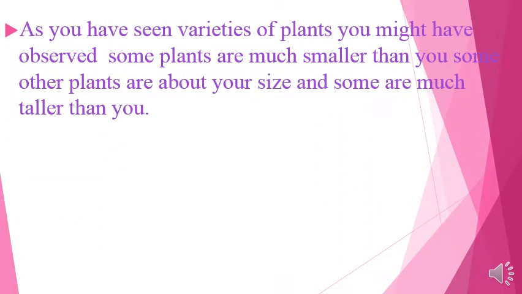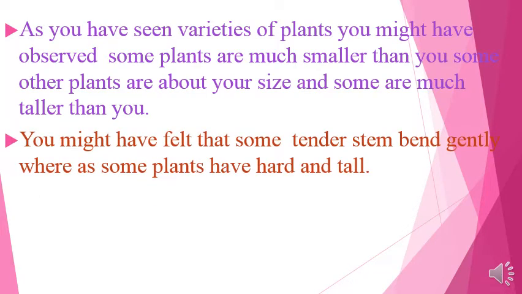As you can see, there is a variety of plants. You might have observed some plants are much smaller than you, other plants are about your size and some are much taller than you, right? Some are very small in size whereas some are of your size, some are very tall. Such plants are called trees.